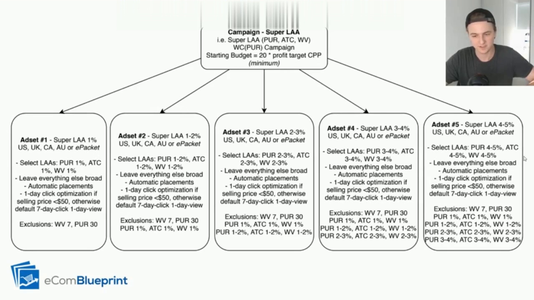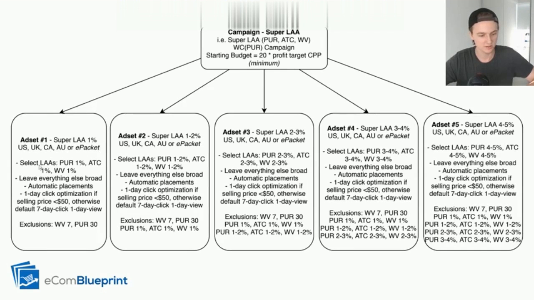Now you have 5 ad sets here. And so ad set number 1 is the super lookalike 1%. And so when you're creating your lookalikes, you want to use the US, UK, Canada, Australia, or all of ePacket. All of ePacket is best when you have a lot of data. When you're just starting out, I recommend these 4.